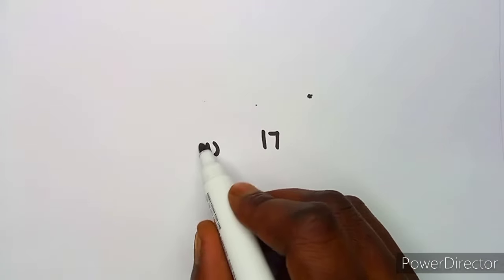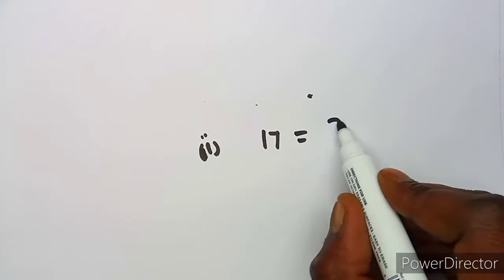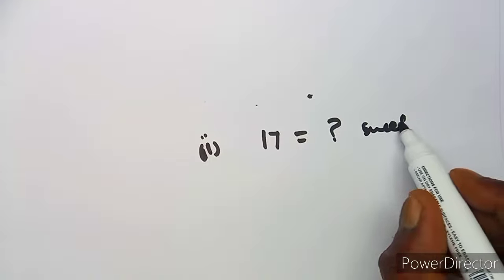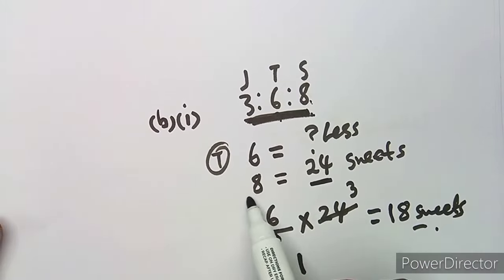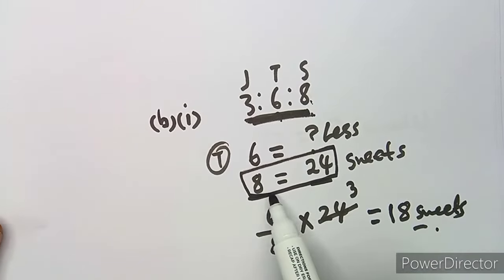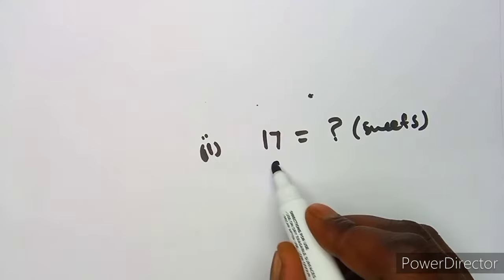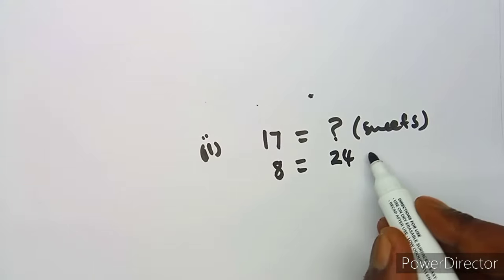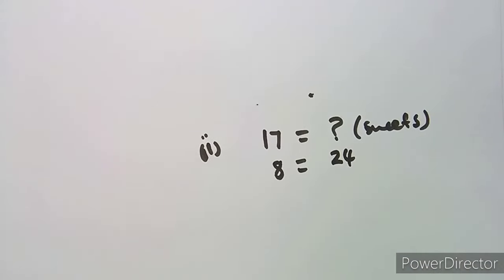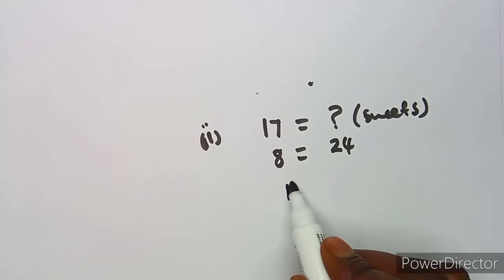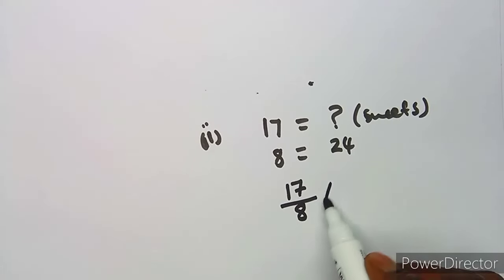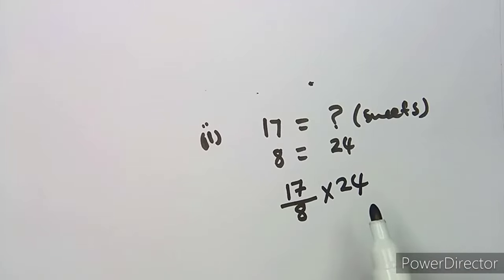All right, so 17, which is their total, is the one that we want to calculate the number of sweets which corresponds here. But we only know that this guy Sharai got 24 sweets, and she has got a ratio of 8, and she managed to get 24 sweets. So what about all of them now in that 17? So definitely it's going to be more. 17 over 8 multiplied by 24 in this case. So that's what you're going to have.